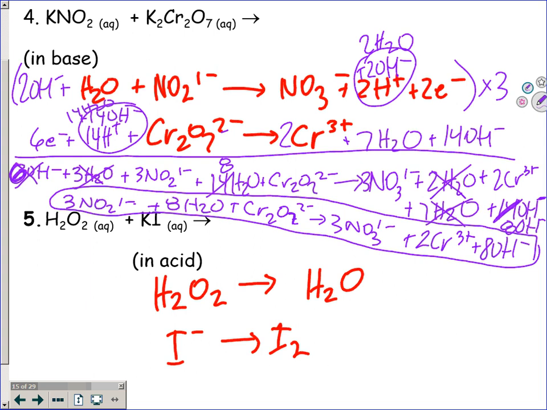Hold on. That's 9, 14, 17. Oh, this is 6 waters because 3 times this is 6. Okay, so this is good. So this should be 4 waters. Dichromate, 3 nitrates, 2 chromium, 3 pluses, and 8 hydroxides.